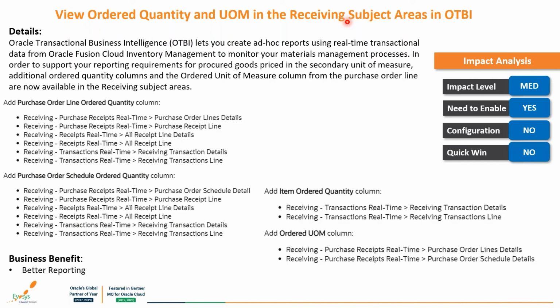View ordered quantity and UOM in the receiving subject area. So again, one more feature on the OTBI side is to have the visibility on the ordered quantity and the unit of measure on the receiving side as well. As mentioned, purchase order line ordered quantity are available under these subject areas. Purchase order scheduled order quantity are available under these subject areas, and item ordered quantity and ordered unit of measure are available under these specific subject areas. Overall, it helps us to report better on the OTBI side.